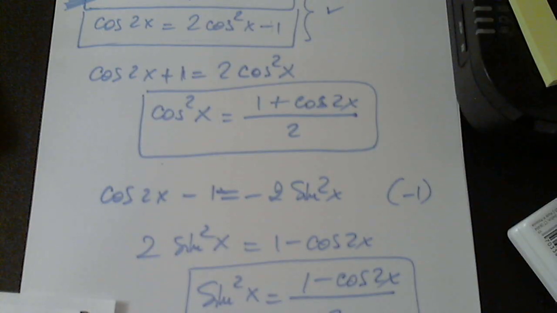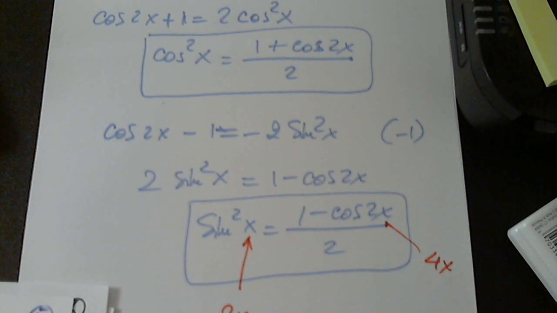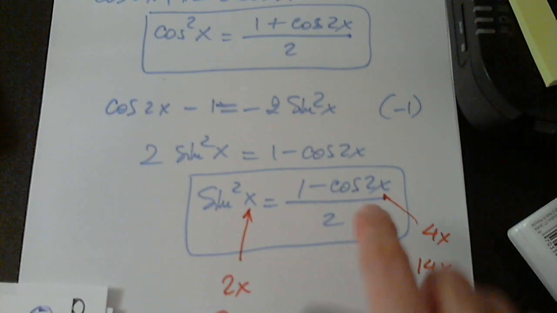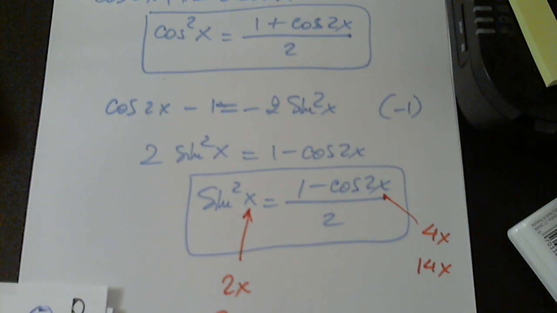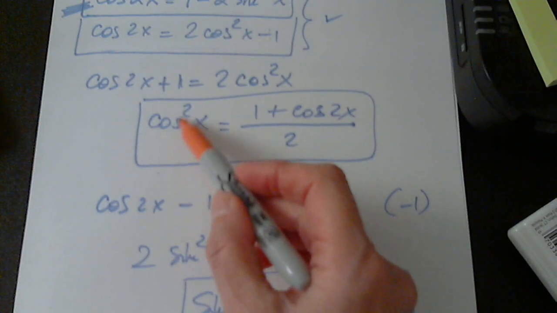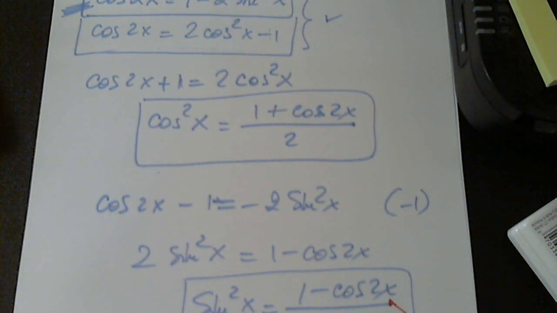So now remember what we said. If this is 2x, then this has to be 4x. If this is 7x, then this has to be 14x, and so on and so forth. And they work for any angle, as long as this one is double of this. So that's why when we had 2 here, actually for a cosine, we ended up with 4 here a few minutes ago.